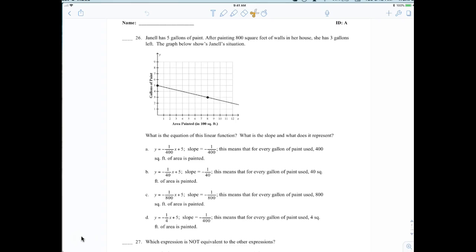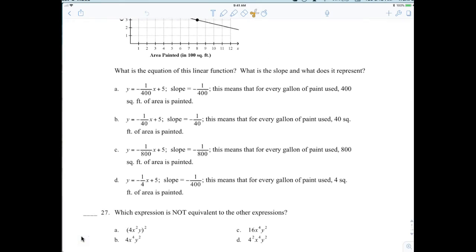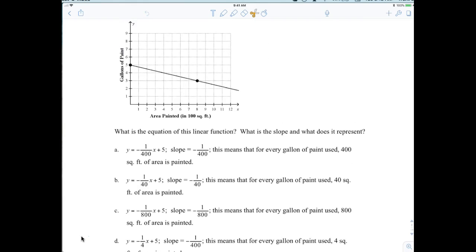Now, look carefully. The y-intercept is the easiest thing to find. So the y-intercept is 5. Remember, on your paper you should write y equals mx plus b. And then 5 is the y-intercept, so you just replace that with plus 5. So y equals mx plus 5.